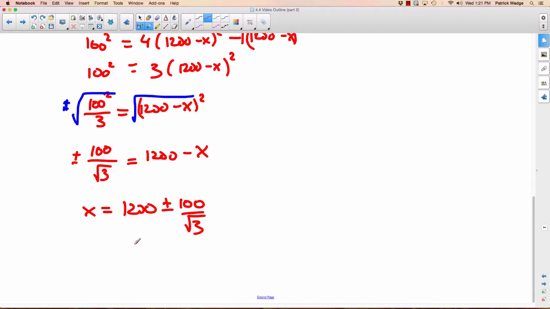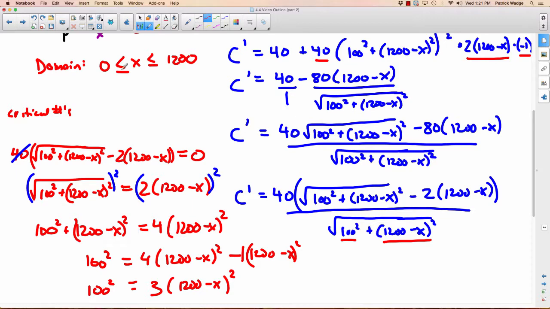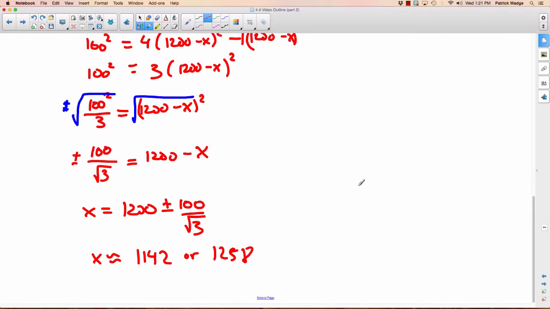So if you subtract 58 from 1200, you're going to end up with an answer of 1142, and if you add 58 to 1200, you're going to get 1258. But wait a minute, remember our domain said it had to be between 0 and 1200. That's too big, so we're going to reject this answer right here.